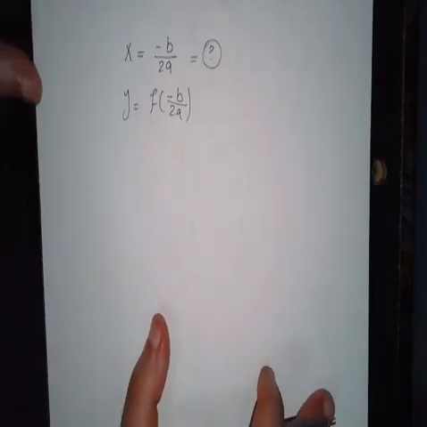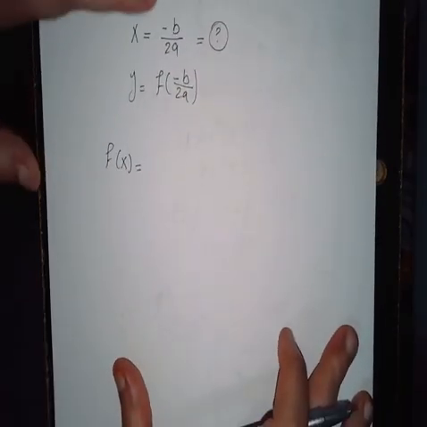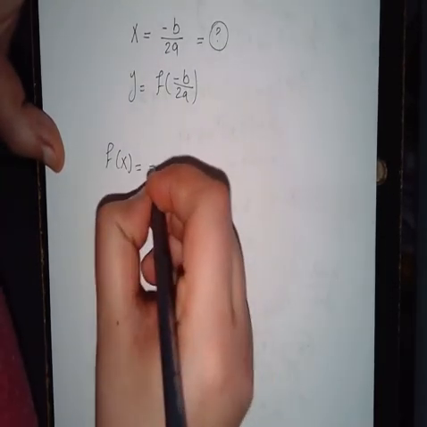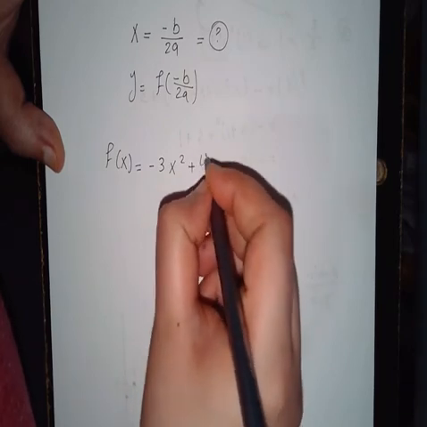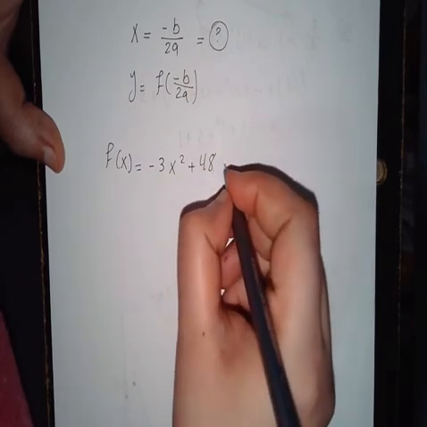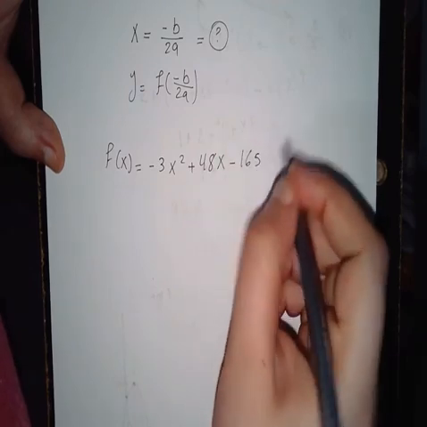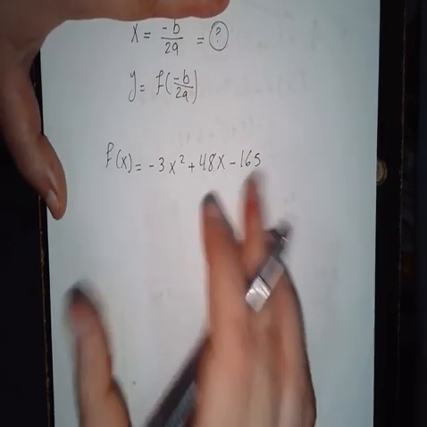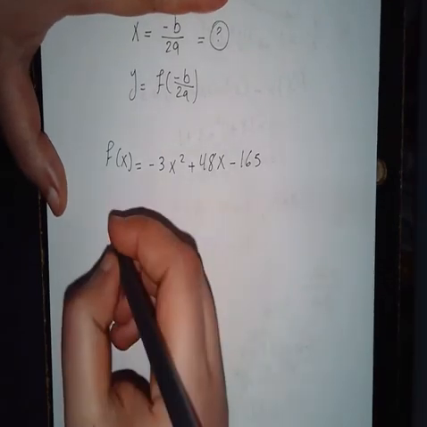Meaning, for example, here is a function. Actually, let me go like this so you can see both. Okay, so here's a function. It is negative 3x squared plus 48x minus 165, and I want you to give me the vertex, sorry, give me the vertex using the vertex formula. Yeah? So that would be super easy.